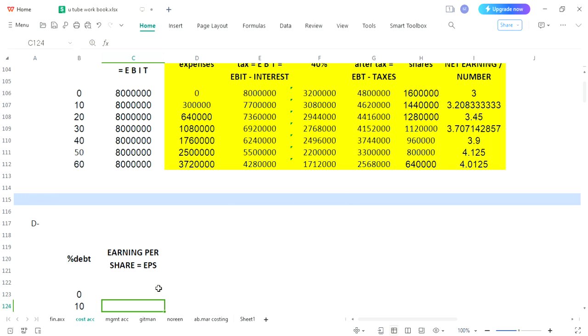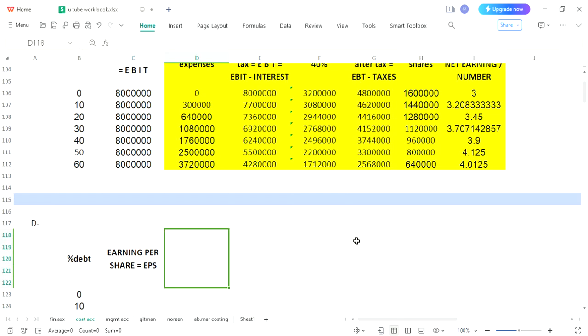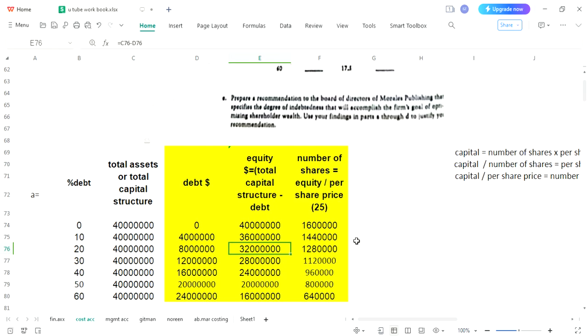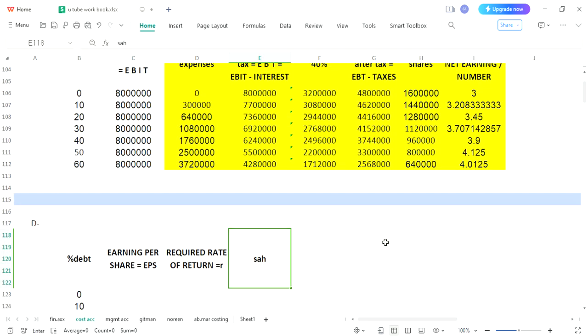Okay, let's go and see what the next column is saying. Required rate of return. It is given, required rate of return, and that is denoted with small r. This would be given in the question. And finally, the fourth column is saying share price. Share price is denoted with small p.